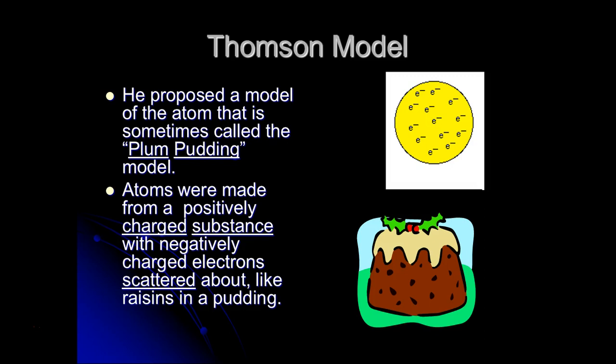But basically, most of the atom is positive, and then there are these little negatively charged bits put inside of it, which are called electrons. He called them corpuscles. That name didn't stick. Electrons is what we ended up calling them. And so that was his idea.